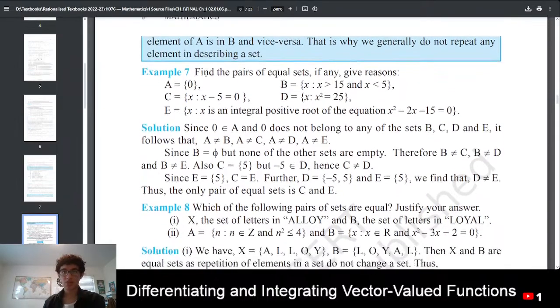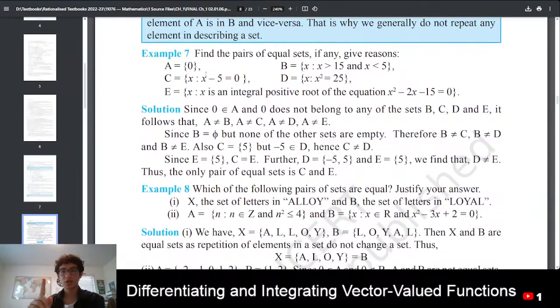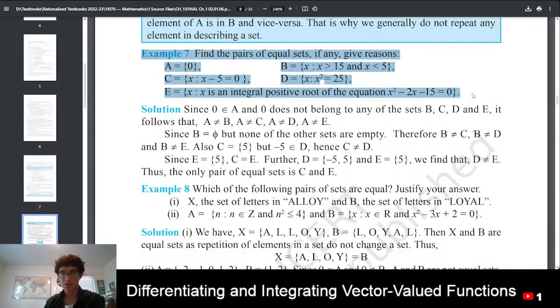Right? If you have a set with just 1 in it, you can write 1, or you can write 1, comma 1, comma 1 forever. But there's obviously no benefit to doing that because it doesn't change anything about the set.